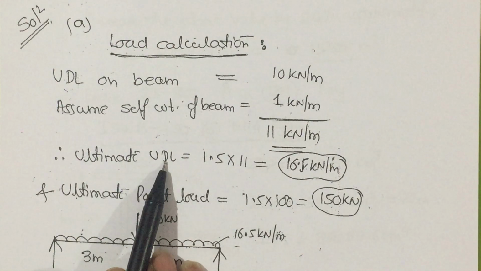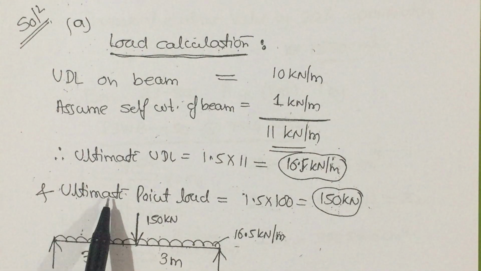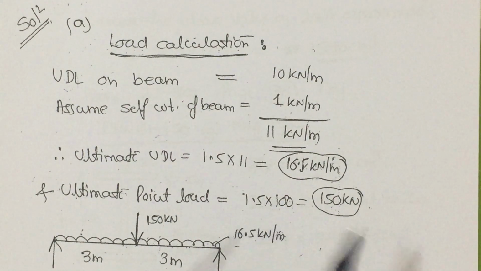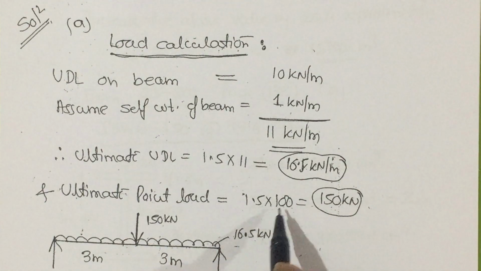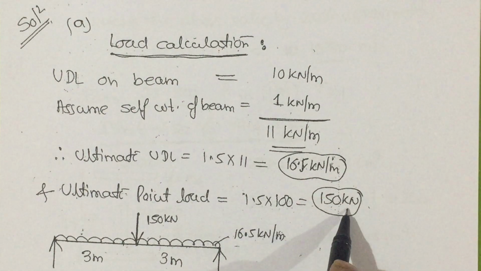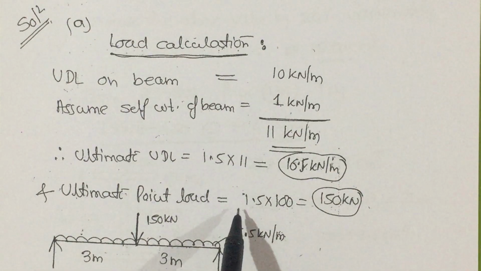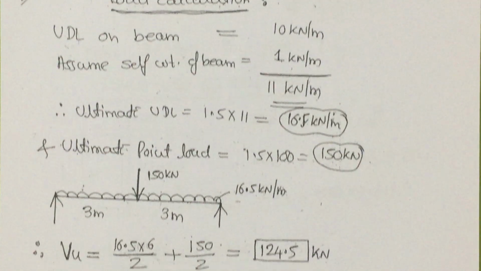This is the ultimate UDL. So, ultimate point load is given by 1.5 times the point load, which in the given problem is 100. So, 1.5 into 100, you will get 150 kilonewton. This is for UDL, this is for point load.